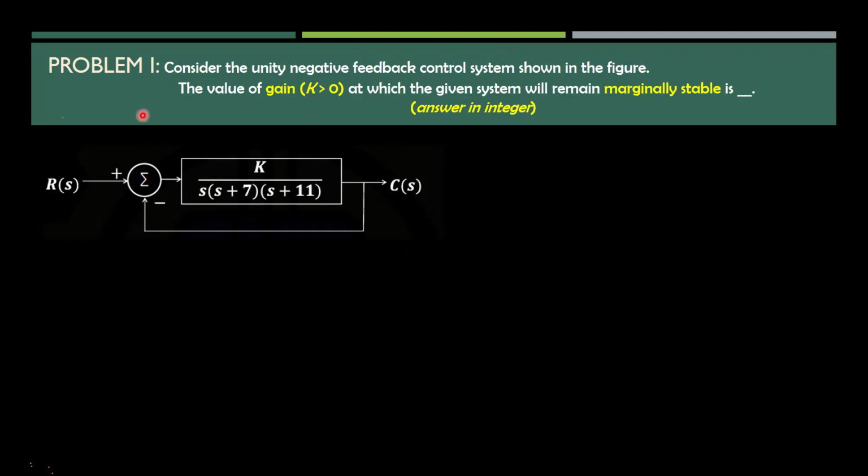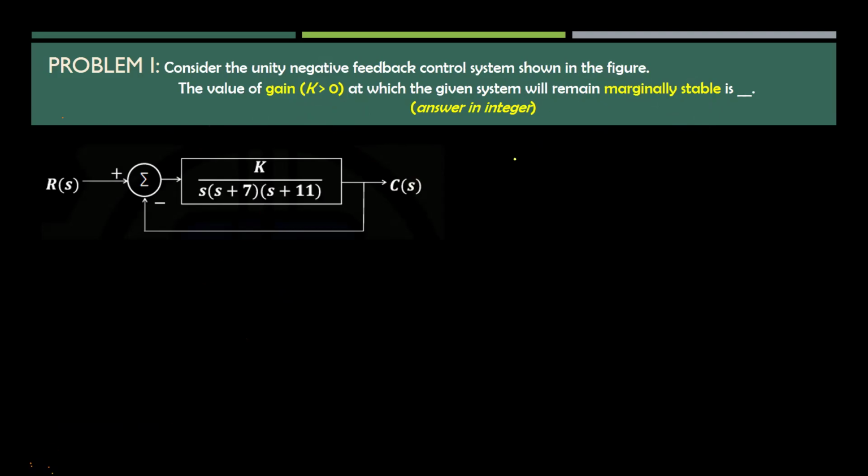The first problem is taken from the topic Routh Array criterion. Consider the unity negative feedback control system shown in the figure. The value of gain k greater than 0 at which the system will remain marginally stable is. Okay, the stability condition is given. We need to find the open loop gain k. So let me use the Routh Array criterion. First we find the characteristic polynomial.